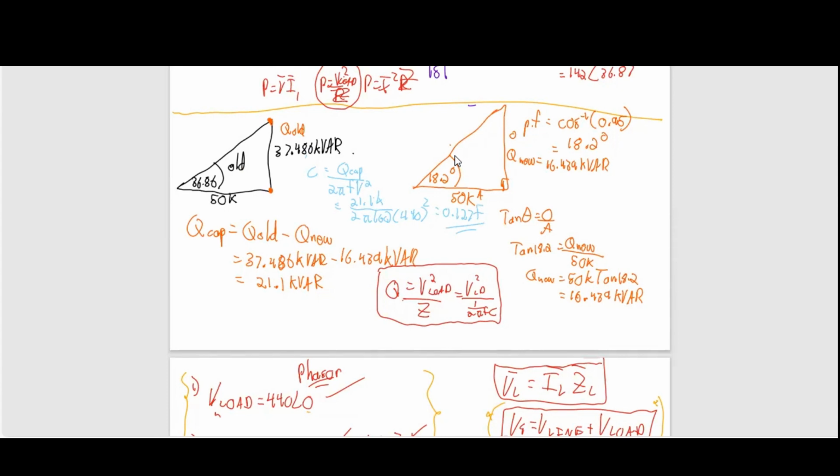I don't know why that capacitor is so big. Right, that makes more sense. I don't know why that thing's so big, because a capacitor that big is really dangerous. So you end up with 2.89 by 10 to the minus 4 farads.